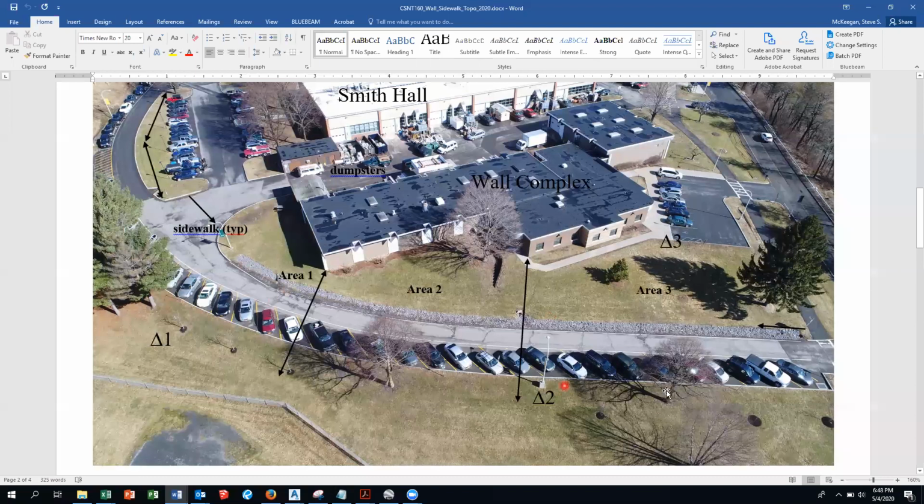Now, that diagonal parking was not always there. So we'll give you a little history.